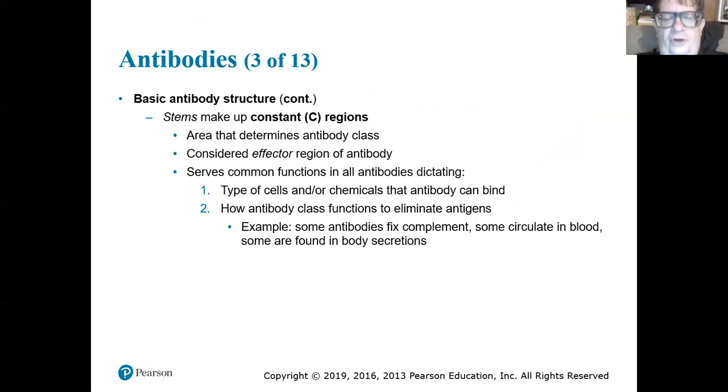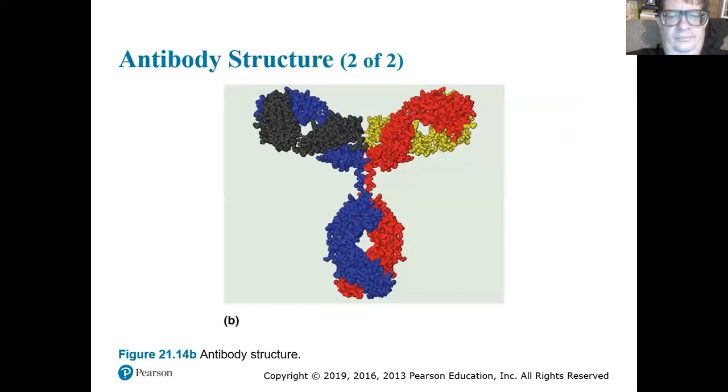Several common functions in all antibodies dictate how cells or chemicals that the antibodies combine to, how antibody class functions eliminate antigens. Some of them fix complement proteins, like they will find an antigen and they will grab onto it, and then they'll grab a passing complement protein and stick it onto it. Some are just floating around the blood. Some are found in other body secretions, like your tears, your saliva.